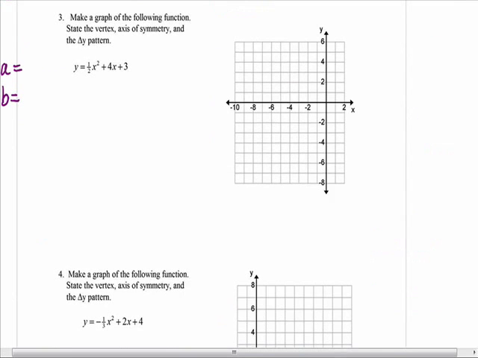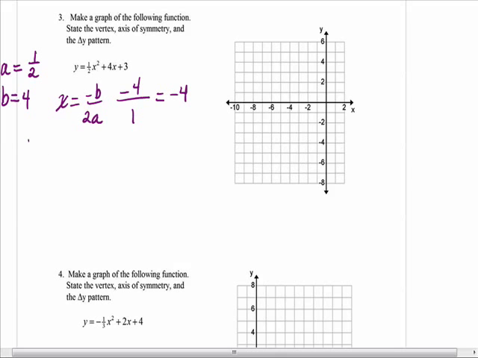See, a is going to be positive 1/2. b is positive 4. x equals negative b over 2a. X-coordinate of the vertex formula. Negative b would be negative 4. And then 2 times 1/2 is 1. So our x-coordinate of our vertex is negative 4.